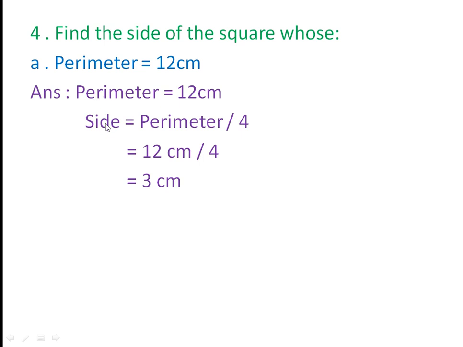First write down the statements like this. Perimeter is equal to 12 centimeters. And next write down the formula for the side. Side is equal to perimeter divisible by 4. Here write down what is the value of the perimeter? 12 centimeters. Write down 12 centimeters divisible by 4. Children, do you know how to divide 12 by 4? 4 threes are 12. Means 3 is the quotient here. 3 centimeters is the answer for the side of the square. Like this, you should calculate the side of the square.